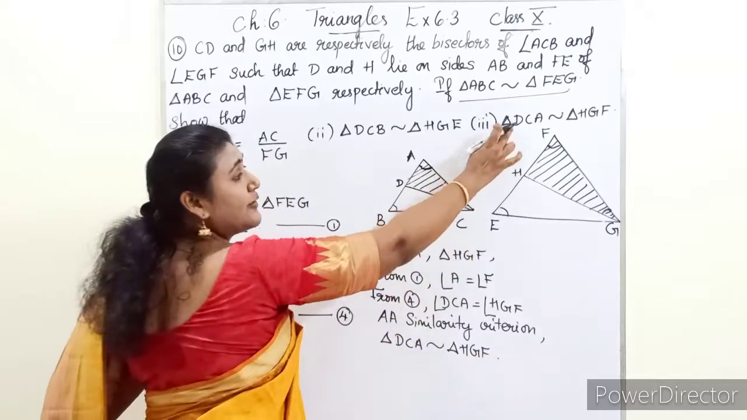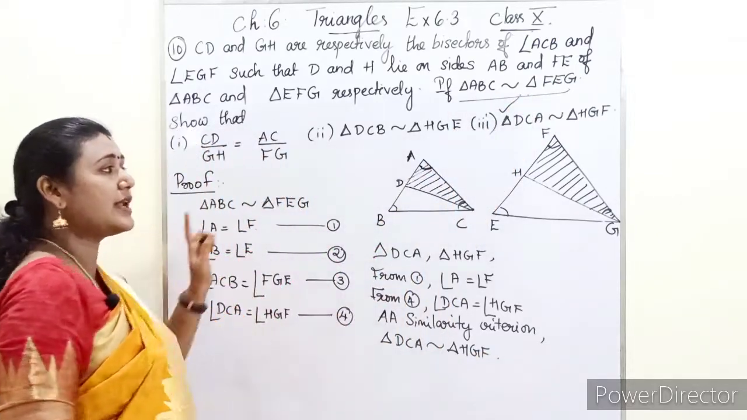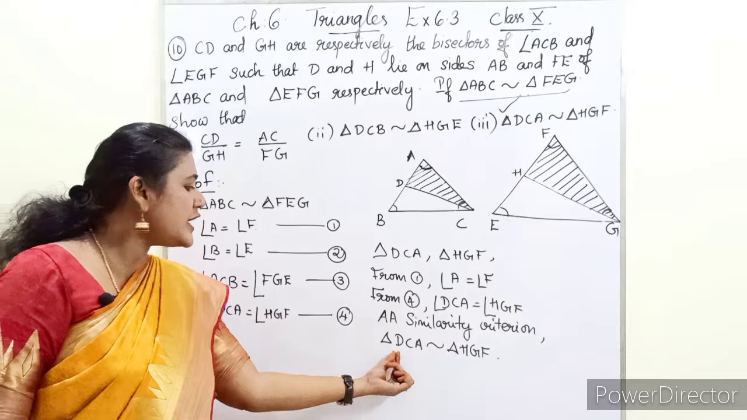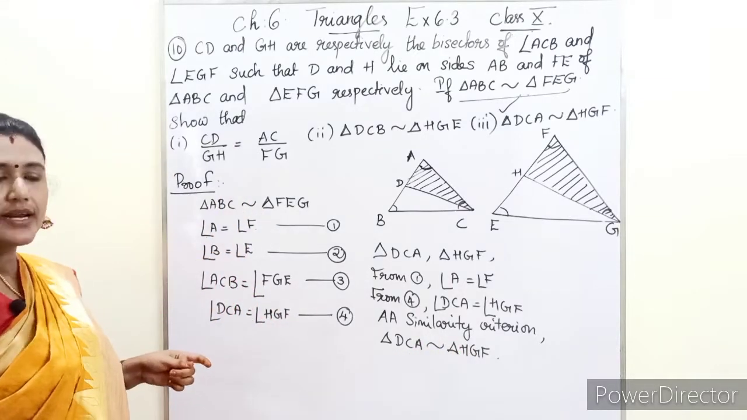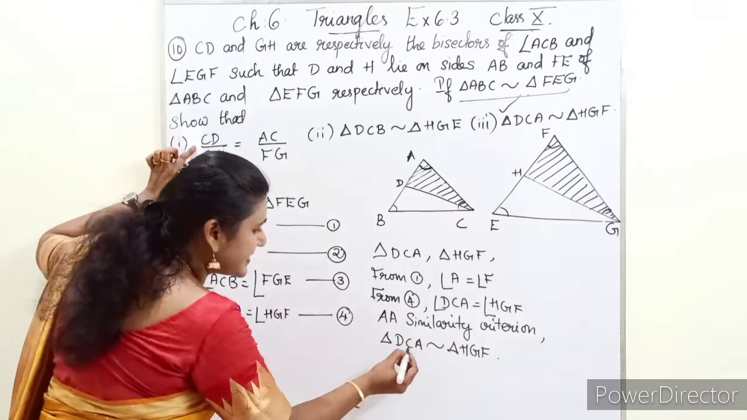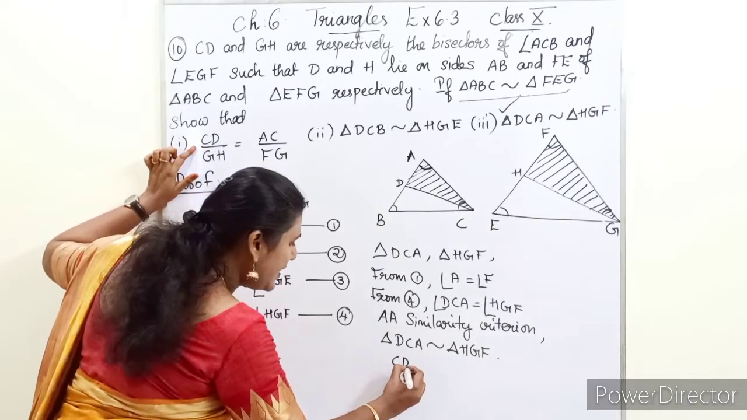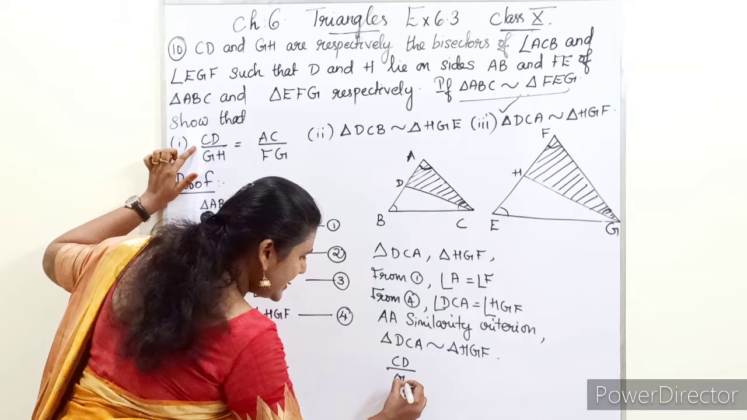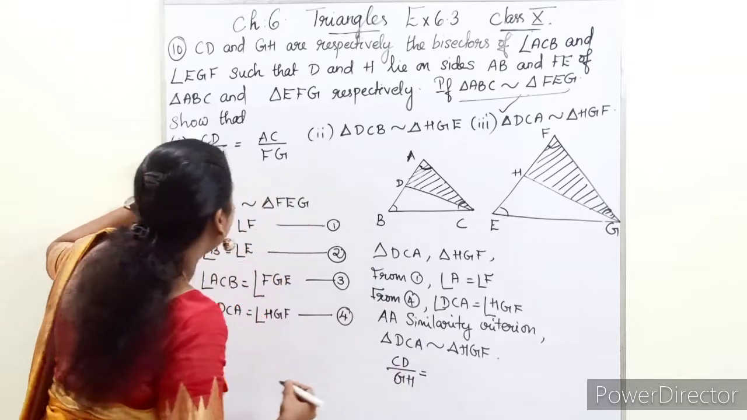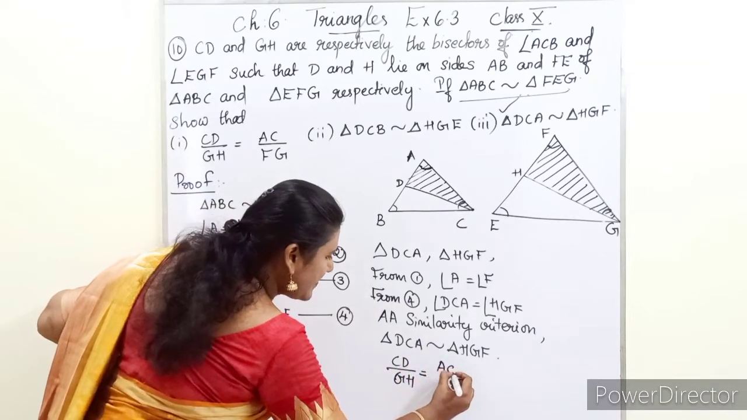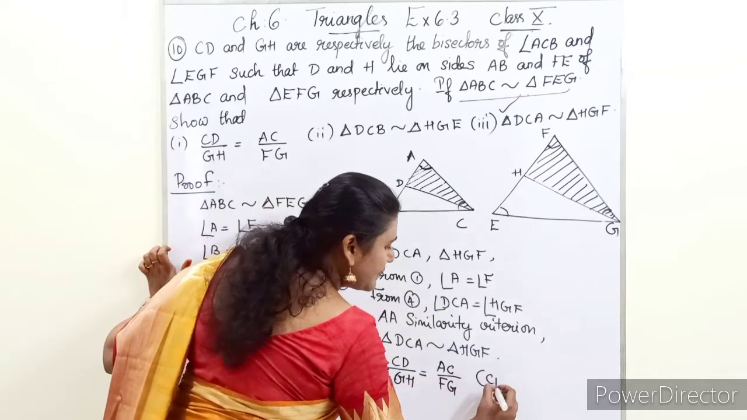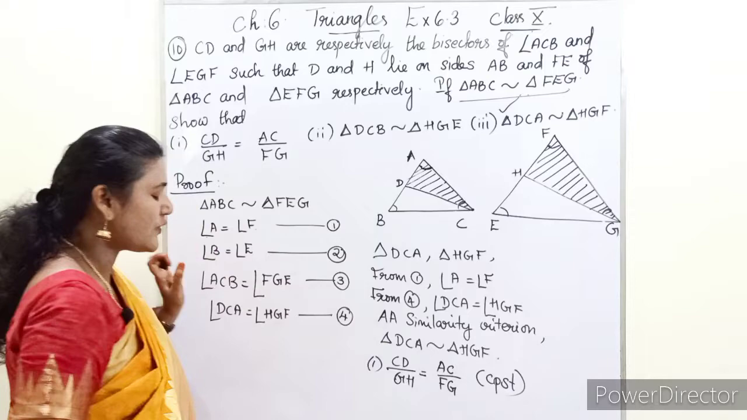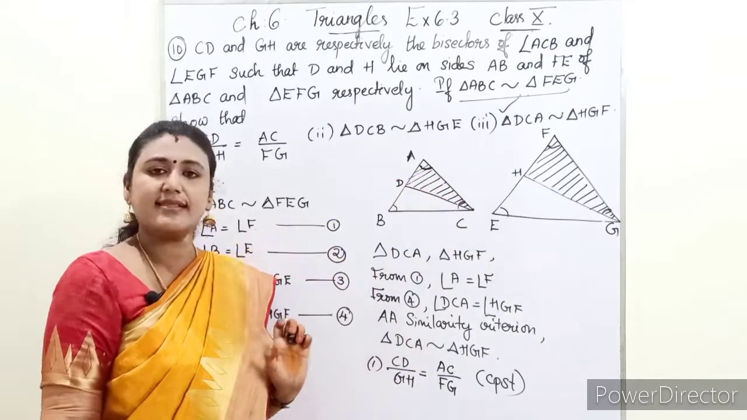Actually this is our third part. So we have now proved the third part. Since these two triangles are similar, their side ratios are equal. So we get CD by GH is equal to AC by FG. We get the first part by corresponding parts of similar triangles. So we have proved the first part and the third part.